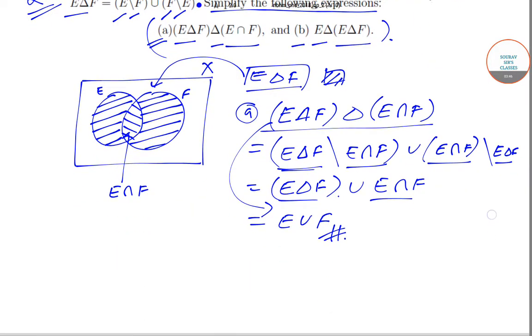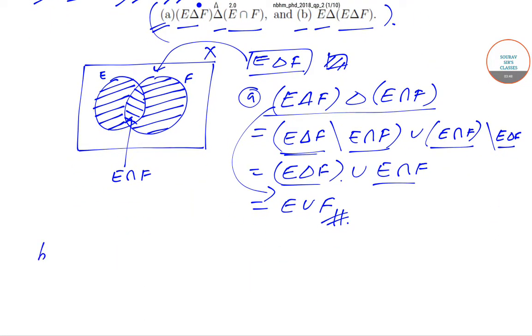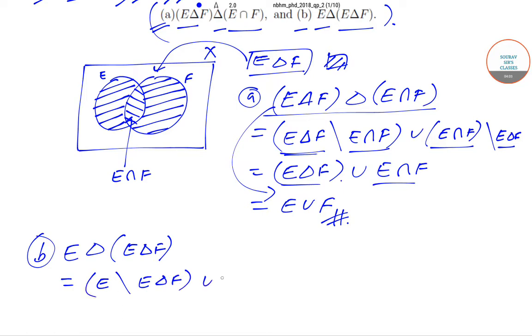Now we need to find the second portion. For the second portion, again we will use the same procedure. The expression we have been given is E delta of E delta F, and this comes down to the set of elements which are in E but not in E delta F, union the set of elements which are in E delta F but not in the set E.